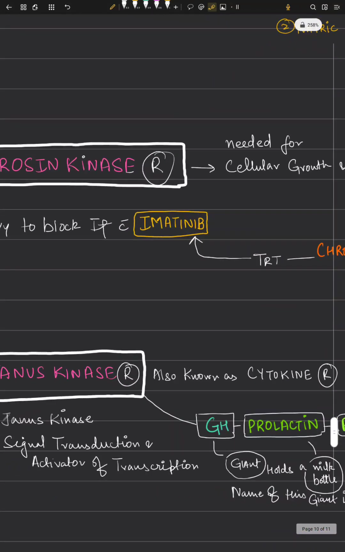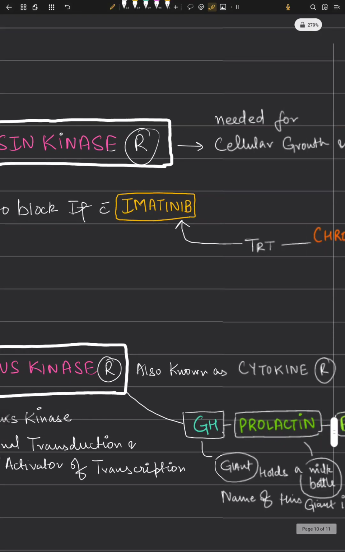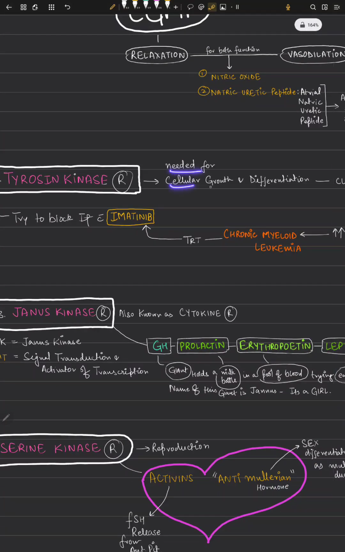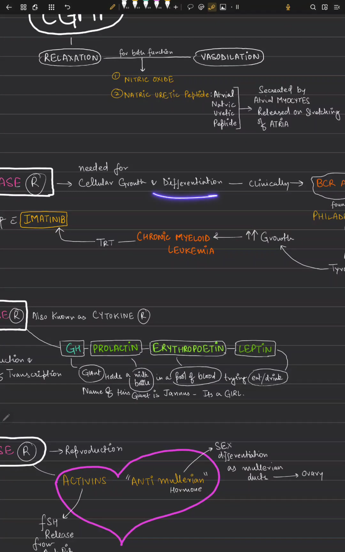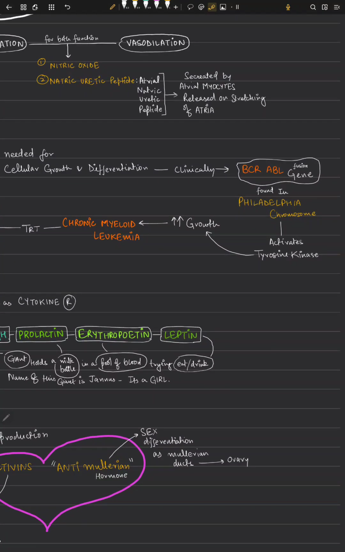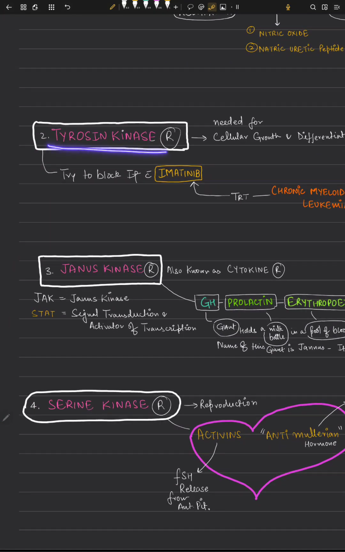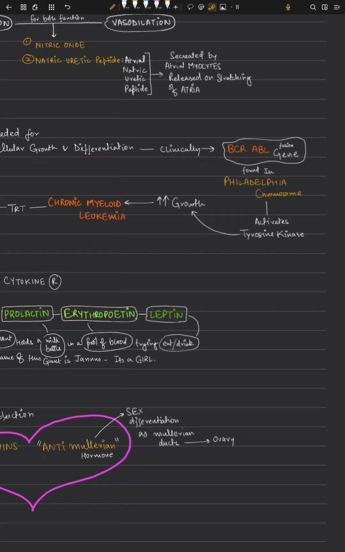Tyrosine kinase. Remember the I. The I stands for insulin, needed for cellular growth and differentiation. Insulin is needed for cellular growth and differentiation. You know that clinically. Okay. So if this receptor is messed up, what's going to happen?